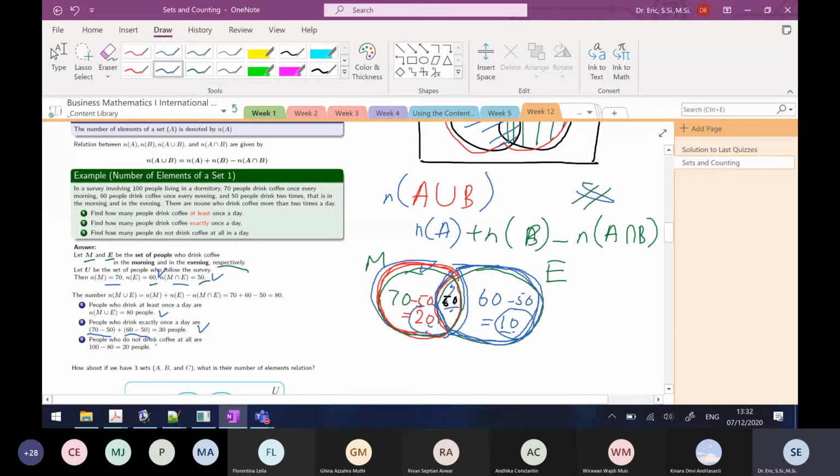Okay, people who do not drink coffee at all, don't forget, the survey is 100 people. And the intersection is 50. The union is 20 plus 50 plus 10, so you have 80. So the universal set is 100. So those who do not drink coffee at all is 100 minus 80. That is 20 people. So there are 20 people outside who follow the survey but do not drink coffee.